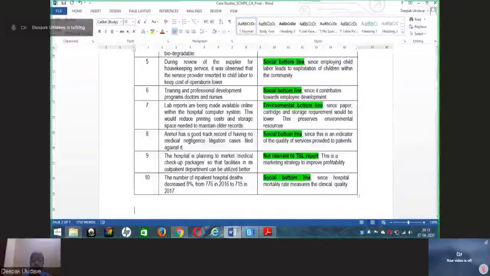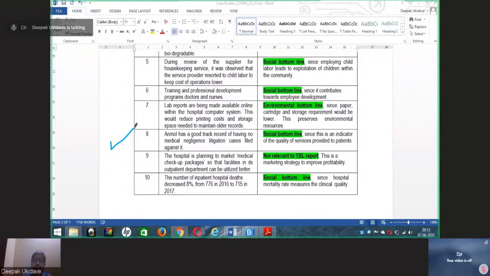Next one, Anmol has a good track record of having no medical negligence and litigation cases filed against it. It's a good thing that there are no litigation cases against the hospital. Right? During this pandemic situation, we have seen that there have been so many cases where hospitals have been condemned or criticized for not providing quality services, quality hygiene, to the patients who are suffering from this corona.